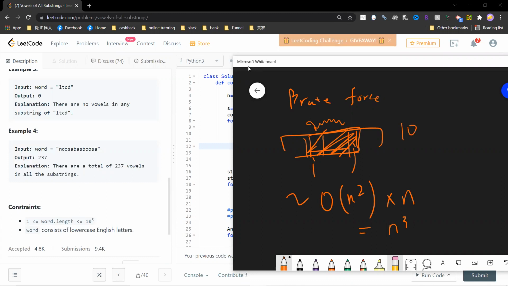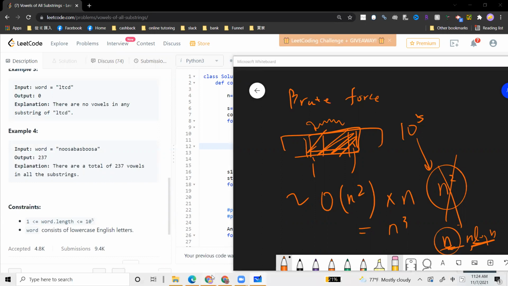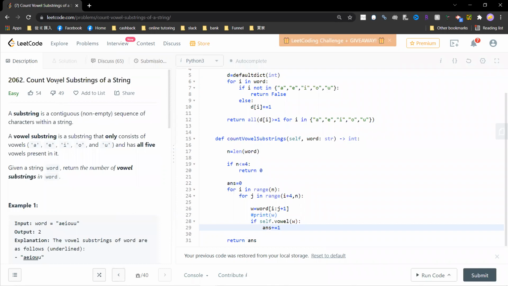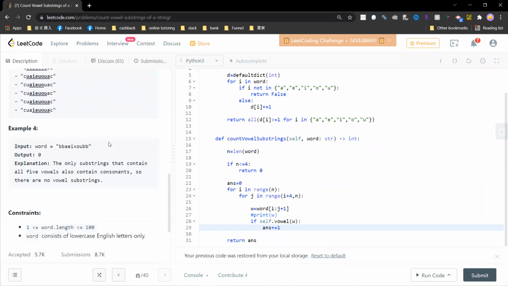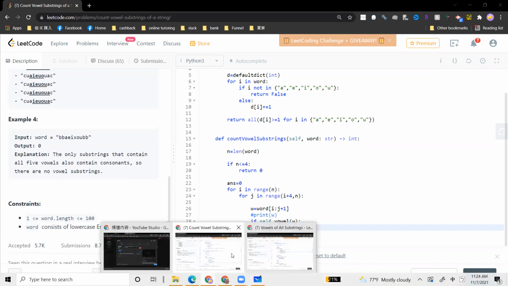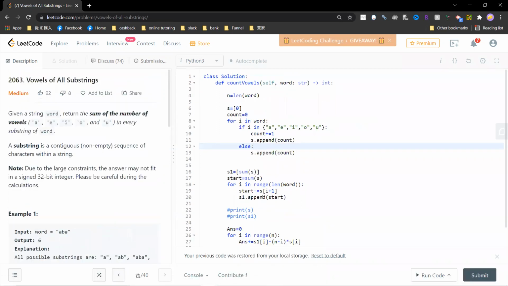Usually n is 10 to the 5, so even an O(n squared) algorithm is already too large. You need to find a way to solve this in O(n) or O(n log n). These are the two possibilities. It's not like the first question, where if you just want to count vowels in substrings, the word length is only up to 100, so you can use O(n cubed). But for this one, you cannot use O(n cubed).